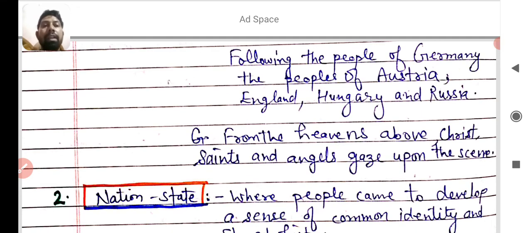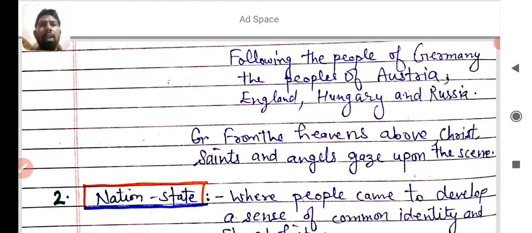And finally, he showed in the picture that from the heavens above, Christ, saints and angels gaze upon the scene. Upon the scene means on the rest of the 3 scenes, from the heaven above, Christ, saints and angels were gazing upon, looking at the people who are going to unite themselves. They are demanding nationalism, a nation state. So it is shown in the picture by Frederick Sorrieu.